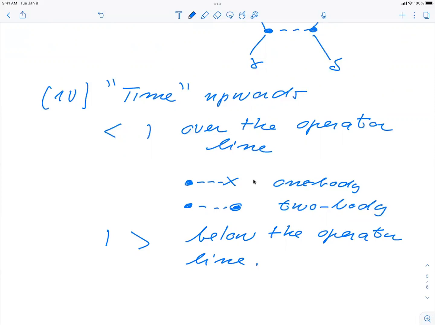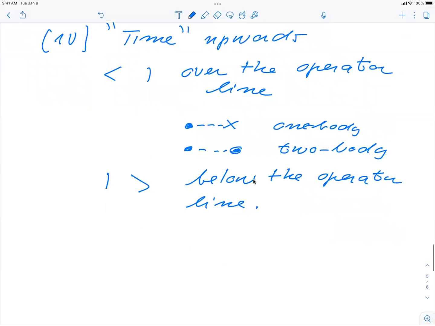Okay. That one. So there are some rules which we are going to set up here.